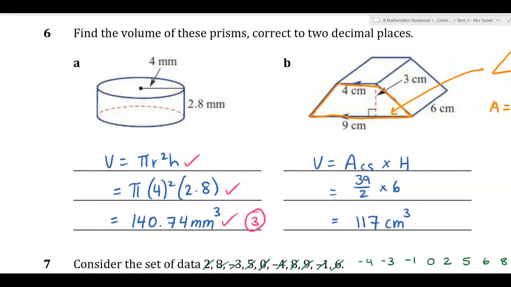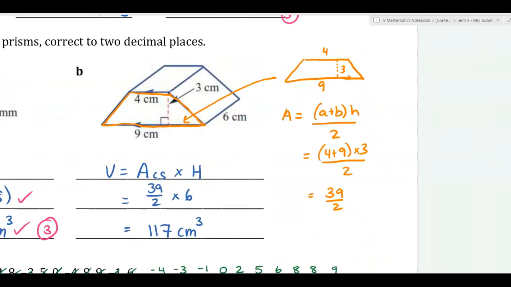6B. What is the cross section? The shape with the cross section? Not quite. Parallelogram has 2 sets of parallel sides. Yep. A trapezium. Thank you, Jess. A trapezium. So you had to find the area of that trapezium, which was 39/2. So I needed to see some evidence somewhere on your page of finding the area of that cross section. 1 for the formula, 1 for substitute, 1 for solve with units, and then 1 for finding the area of the cross section.